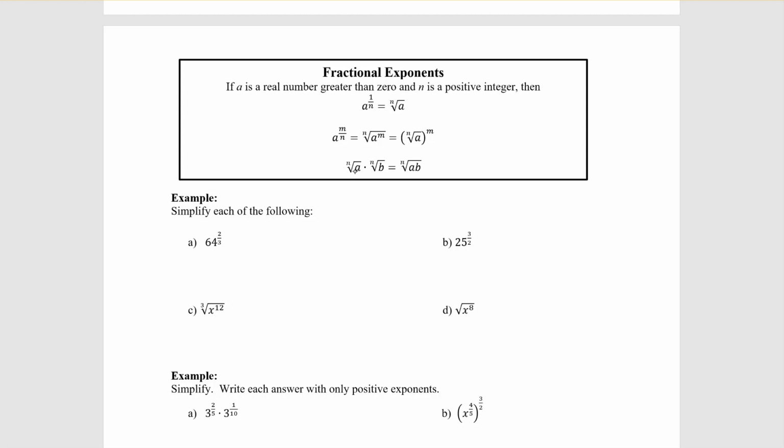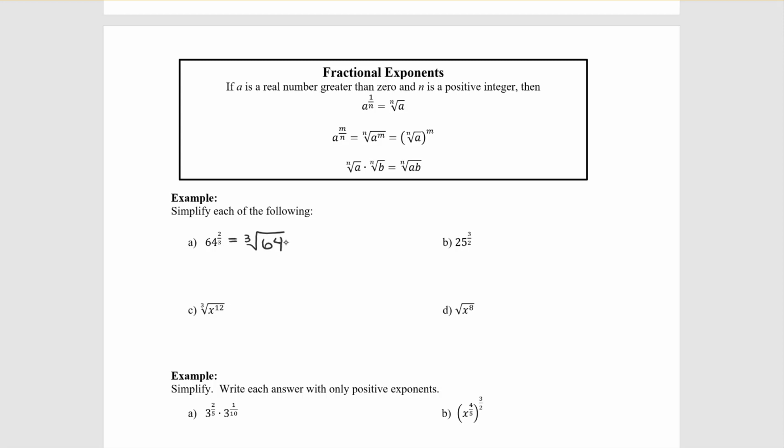When we multiply radicals together, they have to have the same roots, and if they do, we can multiply the radicands together under that root. So for this example, simplify 64 to the 2/3 power. One thing that you can do is rewrite it as a radical. The number on the bottom is the root, and the number on top is the power.